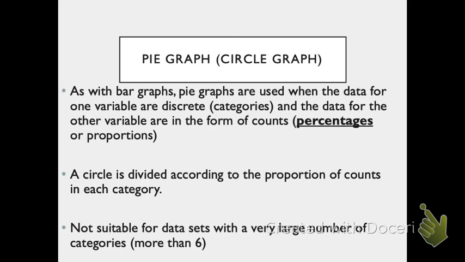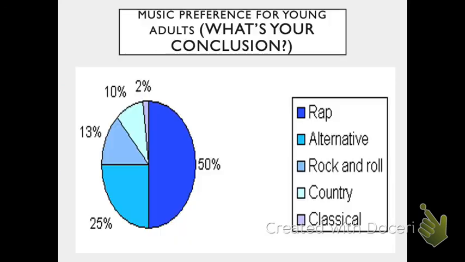So here is an example of a pie chart. Sorry, do we have what we need here? Okay, all right, here's an example of a pie chart. What's our conclusion for music preference in young adults? What is it? Most people like rap. And how many people? 50%. 50% of people. What's the least common? Classical. Would you guys agree? Yeah.